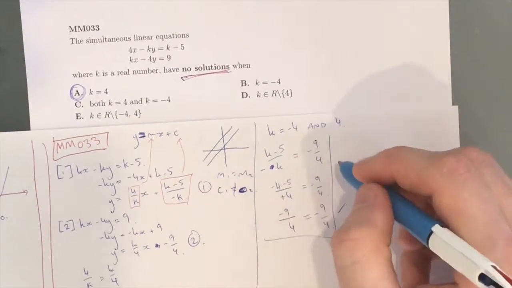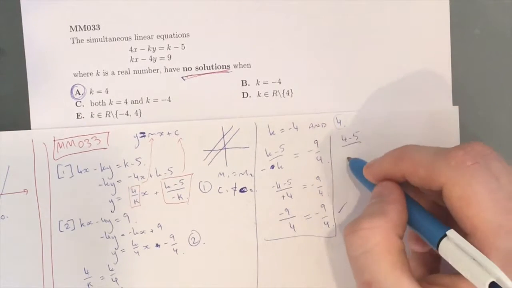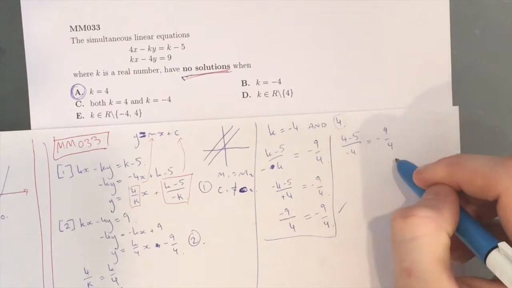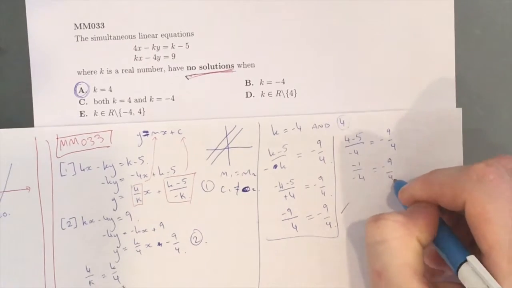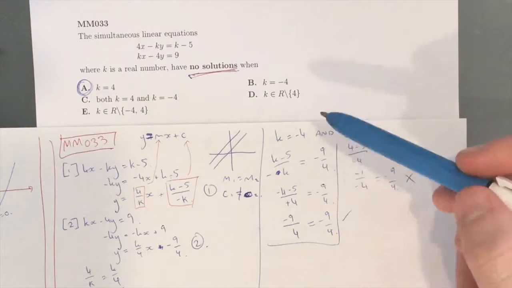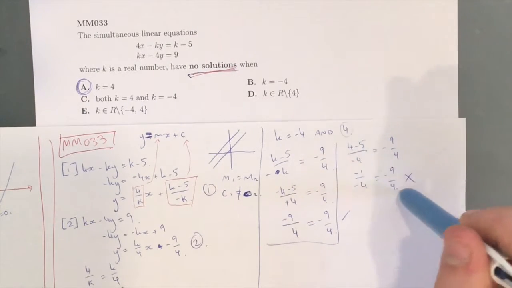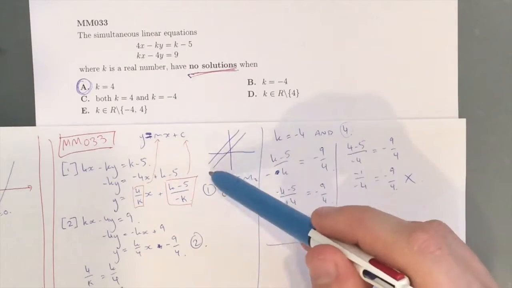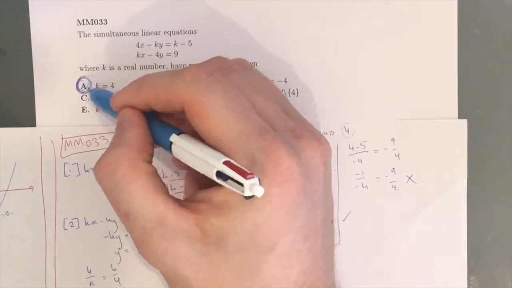So we can discount that, and we sub in the positive 4. We get 4 take 5 over negative 4 equals negative 9 on 4, which gives us negative 1 on negative 4 equals negative 9 on 4, which is obviously completely different, which is good. That's what we want. So this means that the gradients are the same, but the c values, or the y-intercepts, are different when k equals 4, which means that the graphs are going to be parallel and have no solutions, which means that our answer is A, as I've circled over here.